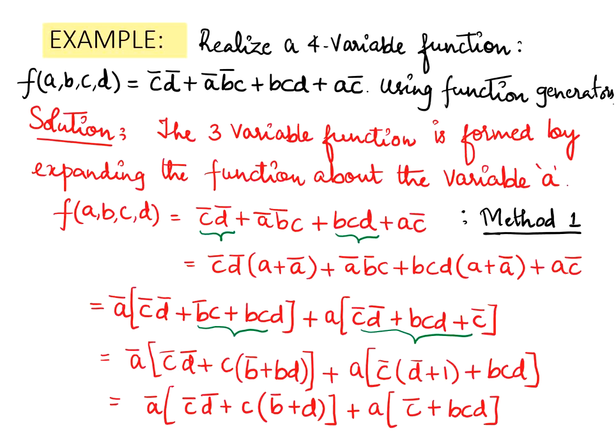So you know that to represent a 4 variable function as a 3 variable function, what we are going to do is expand the function about the variable a. So we are considering a as the term wherein we can represent it in the form of Shannon's expansion theorem. So what I am going to do here is take the SOP expression that is there and expand it in terms of variable a.